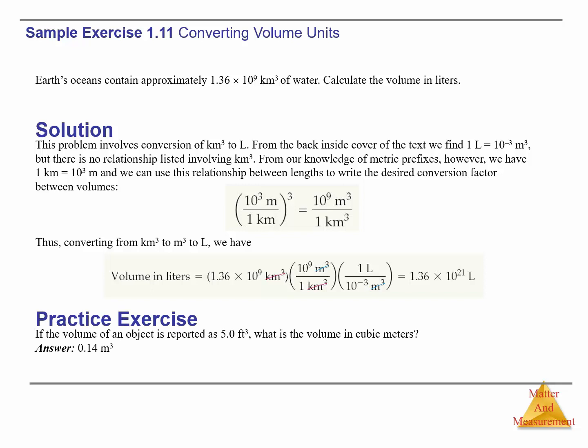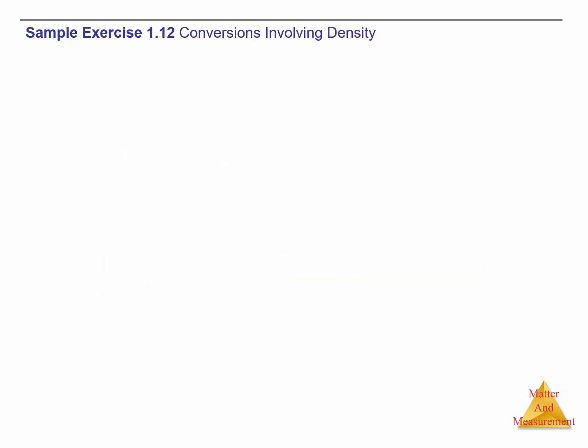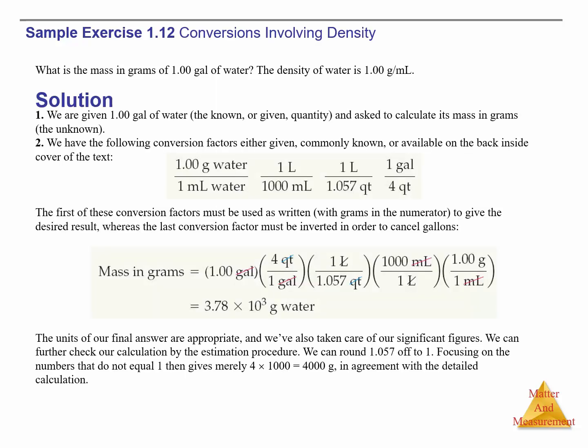Now in this practice exercise, you can solve it by yourself, and here you have the answer. Another example, conversion involving density. What is the mass in grams of 1 gallon of water? The density of water is 1 gram per mL.